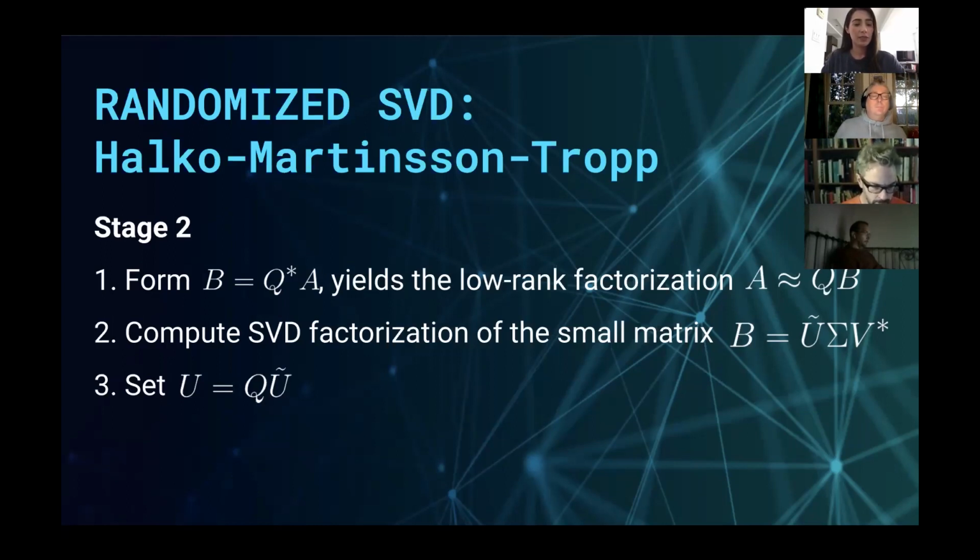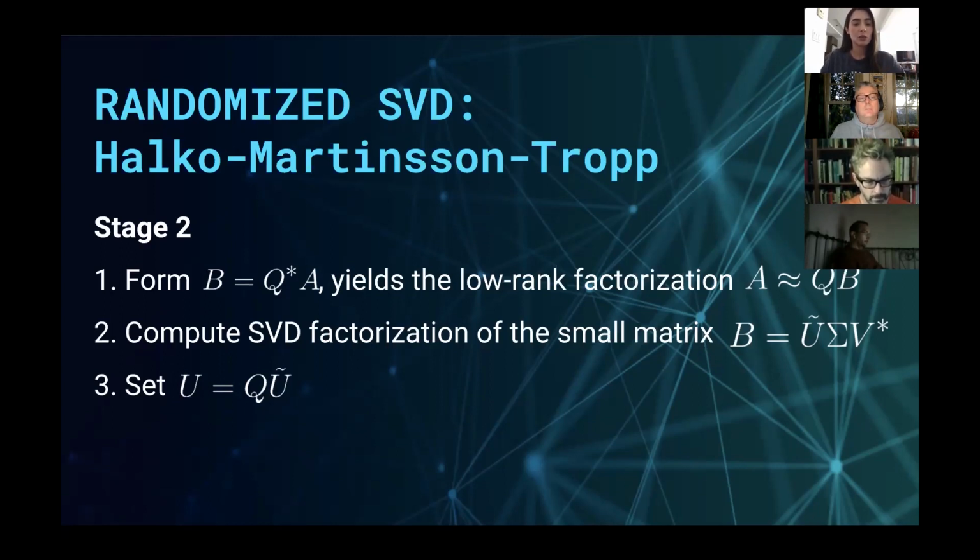So after I found my matrix Q, I am going to form this matrix B, which is Q transpose A. And this is going to yield the low rank factorization of A, of my original matrix. And B is going to have rank 2K. And then finally, I'm going to compute the SVD factorization of the small matrix B.